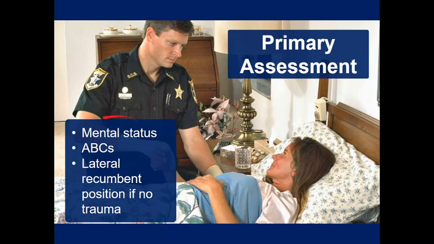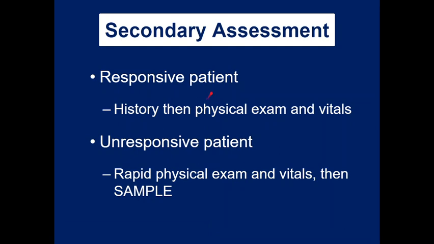So primary, everyone, right? Everyone gets mental status and ABCs, and then position of comfort, that lateral recumbent position is okay if you're worried about them vomiting. So secondary, remember, a responsive patient, you do a history, then a physical and vitals. Unresponsive, you do your physical, vitals, and then do SAMPLE. So in your algorithm, all medical responsive patients do a history first, then physical exam. Everyone else pretty much is your unresponsive: physical, vitals, and SAMPLE.